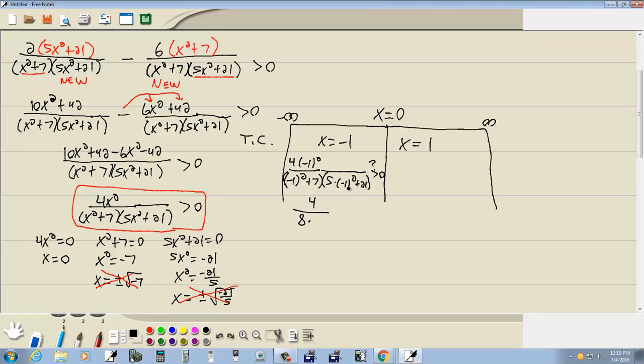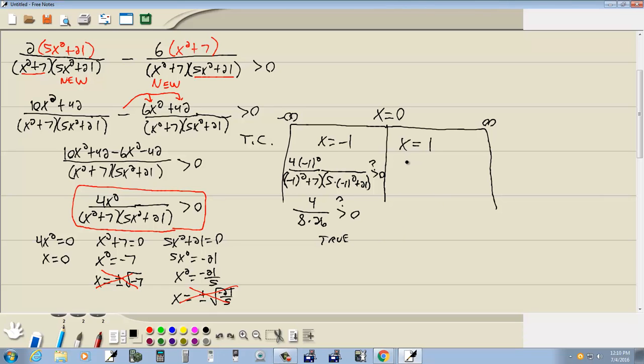Negative 1 squared is 1 times 5 is 5 plus 21 is 26, I think. Now we really don't care what this value is equal to. We're just checking to see if it's greater than 0. And 4 is positive, 8 times 26 is positive. So I don't know what this is equal to, but it's a positive number because positive divided by positive is positive, which is definitely greater than 0, which means this interval is true.